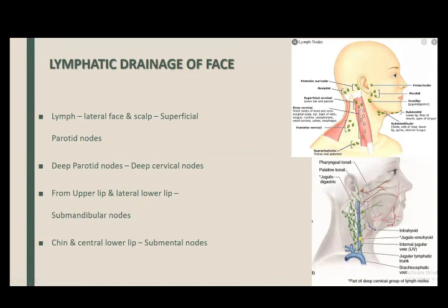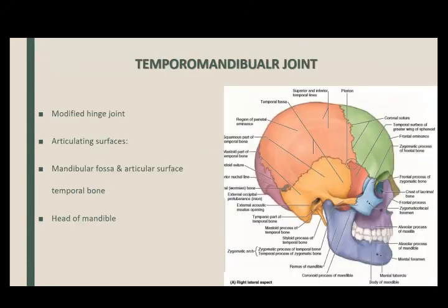Okay, so this finishes with the face and scalp. Any questions before I move on to the next topic? I suppose नहीं है. You won't have any questions. Okay, ठीक है. That's very good. Now let's do the next topic.